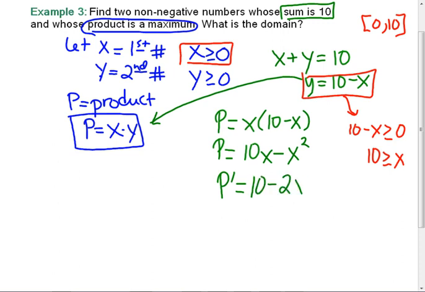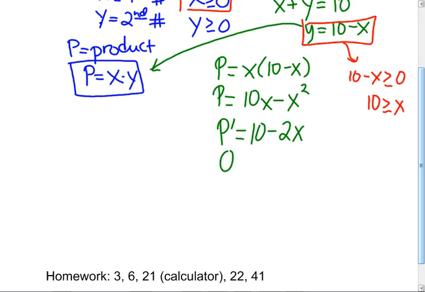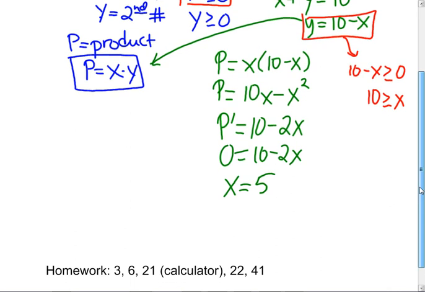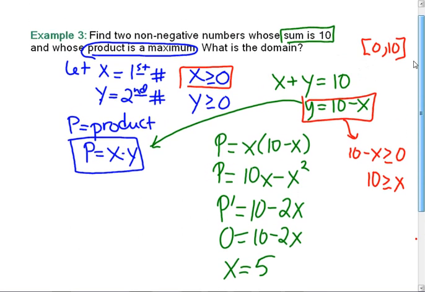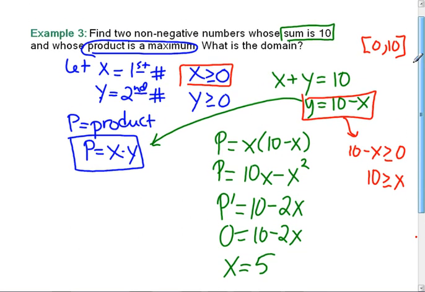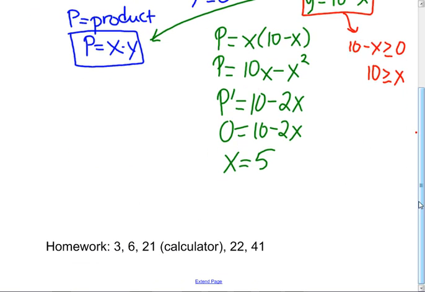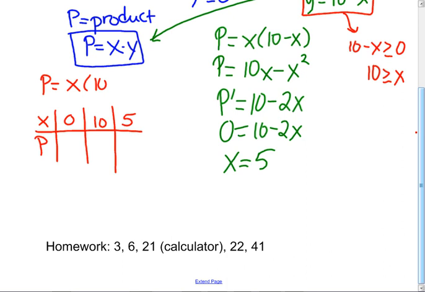And so p prime is equal, this is going to be easier with arithmetic, is what? 10 minus 2x. I want to know where that's 0. And where is that 0? At 5. That shouldn't surprise you. You could make a list of numbers, but that won't give you any points. Okay, so how do I find out? It says I want to find the two numbers. So here are my candidates. Now I'm going to do this a little differently just to show you another way you can do this. Here's your product. Here are your values. Here are the endpoints, 0, 10, and we have where the derivative is 0, and here's the product.